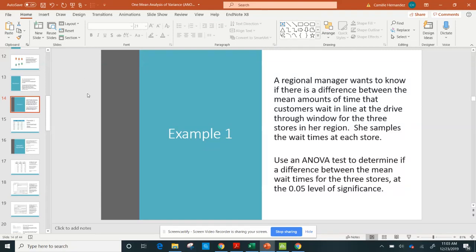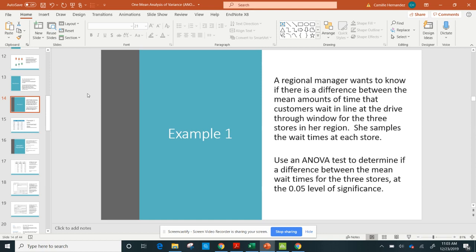So let's do our first example for one-way Anova. A regional manager wants to know if there's a difference between the mean amount of time that customers wait in a line at a drive-through for 3 of her stores in the region. She samples the wait times at each store. Use an Anova test to determine if there's a difference between the mean wait times for the 3 stores at the 0.5 level of significance.